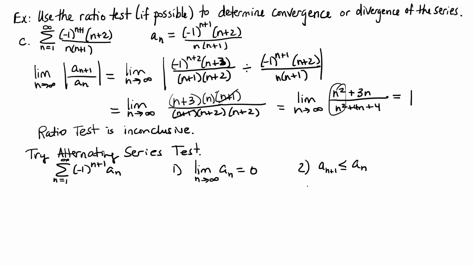So for the first test, we have the limit as n goes to infinity of the a sub n. In this case that is referring to everything except the power of -1. So we would just be looking at (n+2) over n times (n+1). So that's the limit as n goes to infinity of (n+2) over n squared plus n. The higher degree is in the denominator, so this is going to go to 0. So that's good news. It passed the first test.